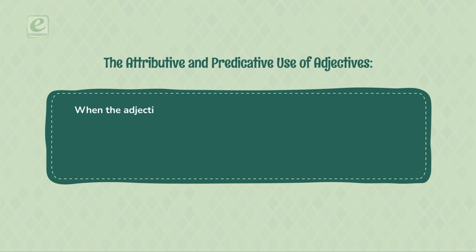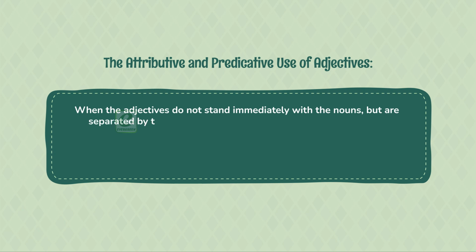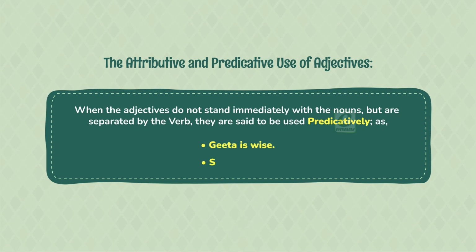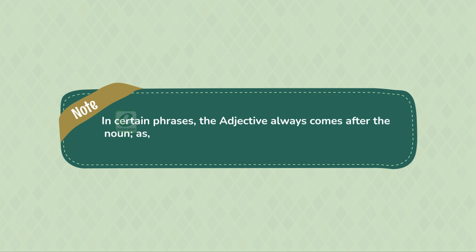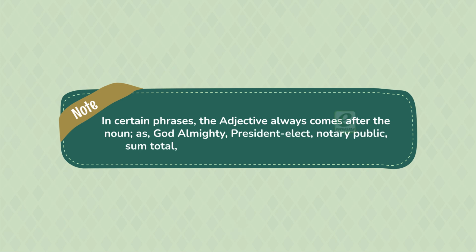When the adjectives do not stand immediately with the nouns but are separated by the verb, they are said to be used predicatively, as Geeta is wise, Sujata is lazy. Note: in certain phrases, the adjective always comes after the noun, as God Almighty, President-elect, Notary Public, Sum Total, Time Immemorial, Heir Apparent, etc.